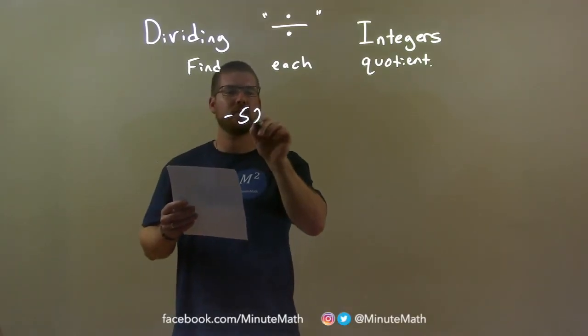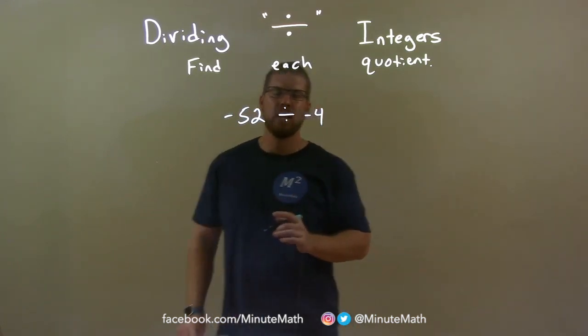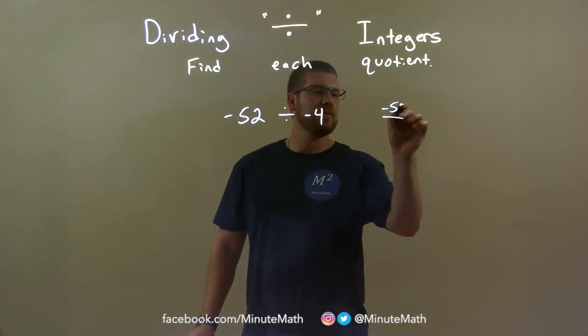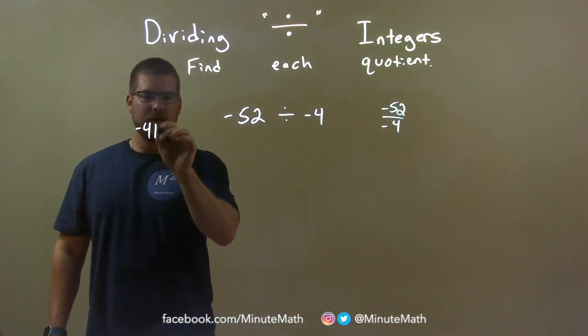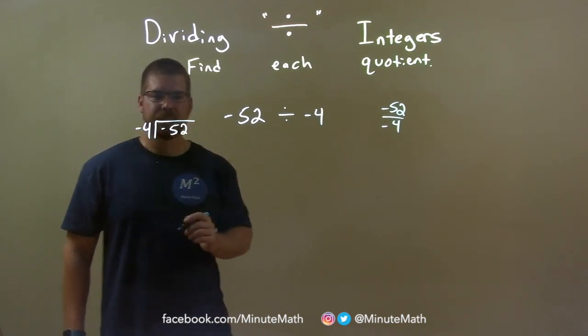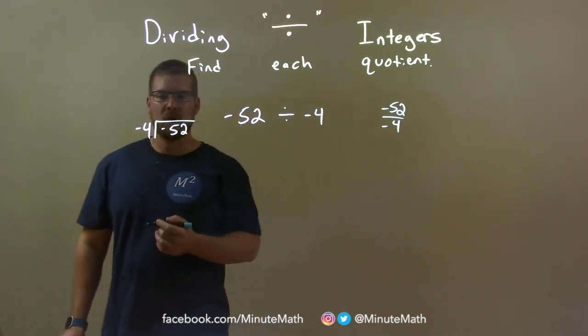Negative 52 divided by negative 4. Okay. Well, that can be written also as a fraction. Negative 52 divided by negative 4, or long division. Negative 4, that goes into negative 52. Okay? Well, this one isn't necessarily a common times table, so let's go with our long division.